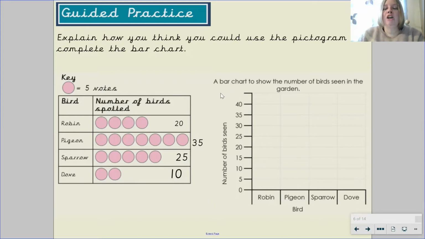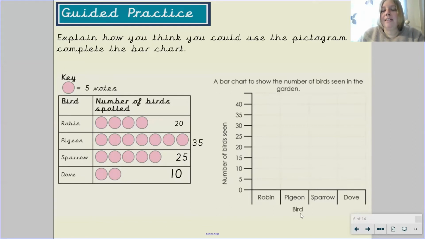A bar chart has a title. The title of this is a bar chart to show the number of birds seen in the garden. And this comes at the top of our bar chart. Then we have two axes. This is one axis, this is the second axis, and these both have a title. So this one shows me the number of birds seen, and we have a scale, so we are counting up in fives.